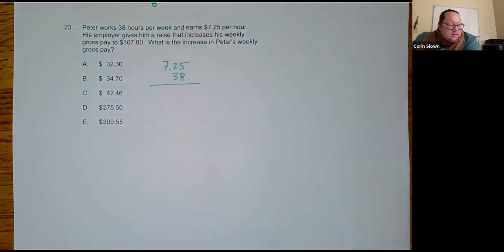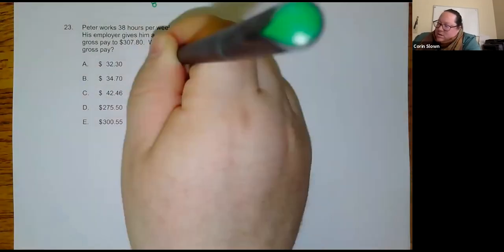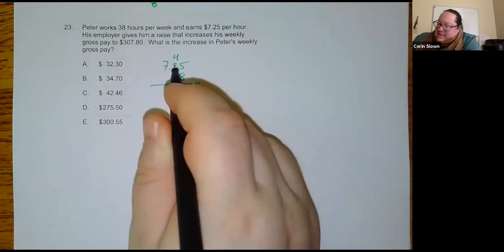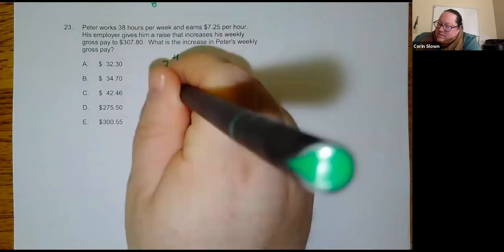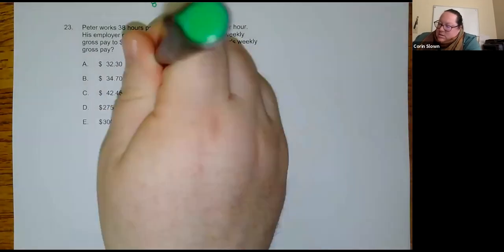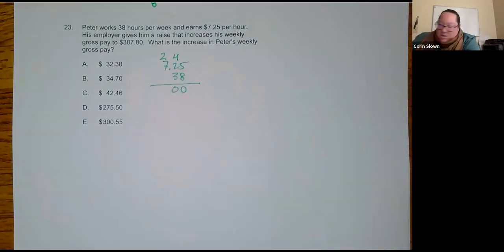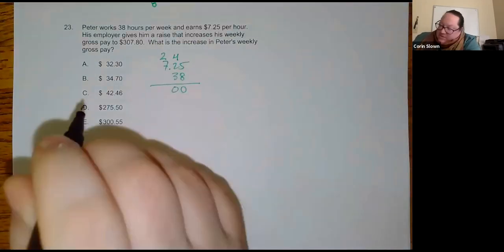Okay, so $7.25 times 38. So 8 times 5 is 40. Carry the 4. 8 times 2 is 16. 16 plus 4 is 20. 8 times 7, right? Plus 2, so that's 58.